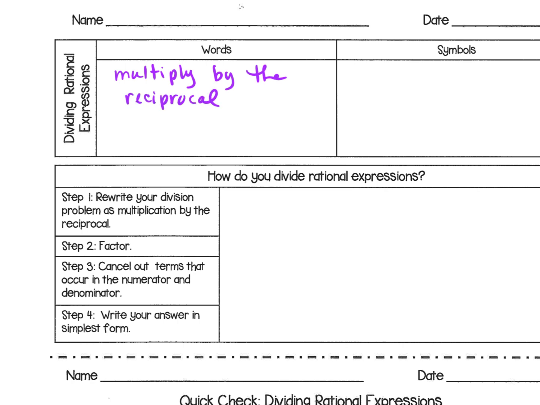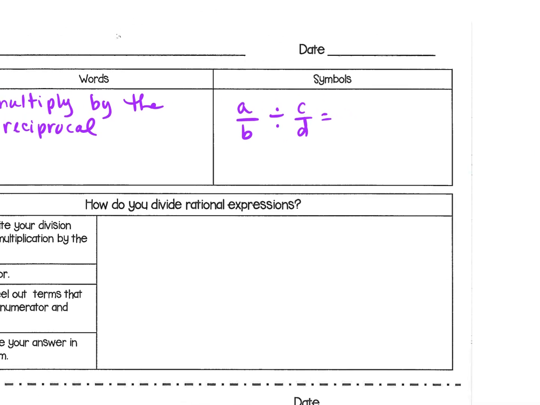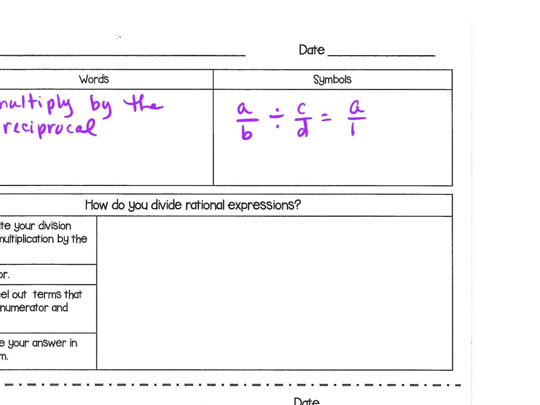In other words, A over B divided by C over D is the same as A over B times what? Yep, keep, change from division to multiplication and flip, so it becomes D over C. So AD over BC.